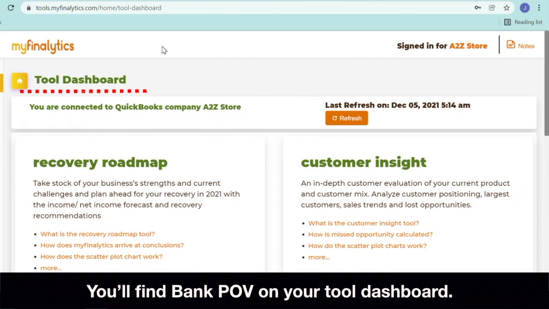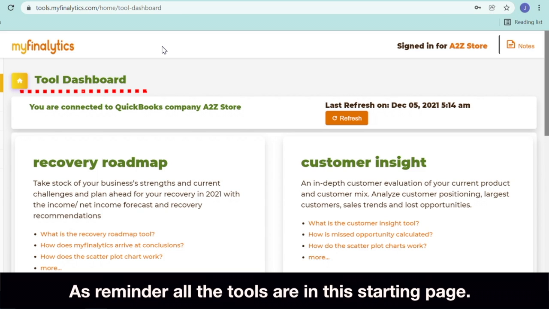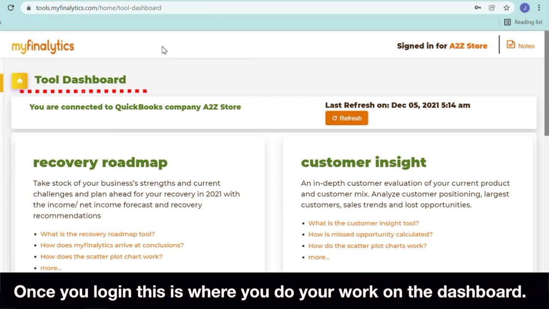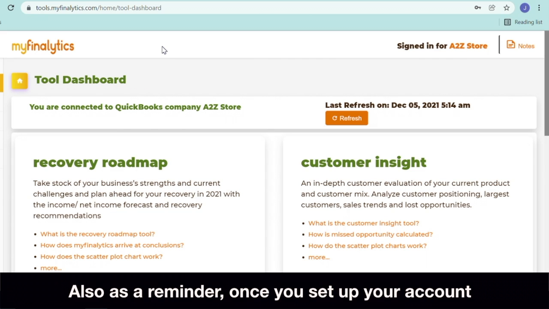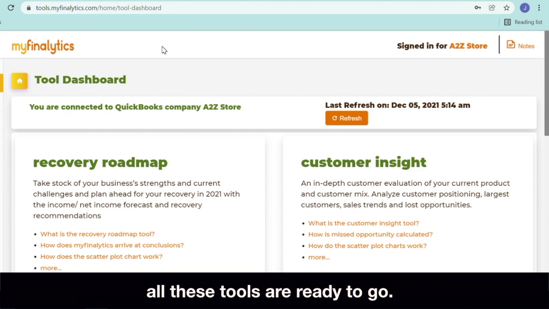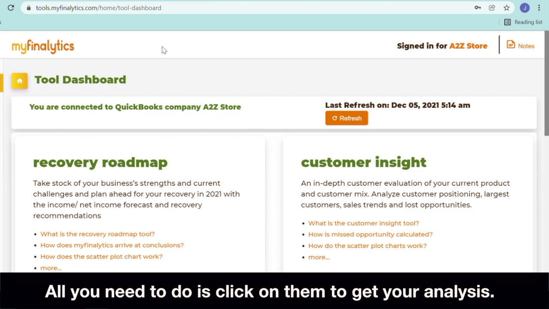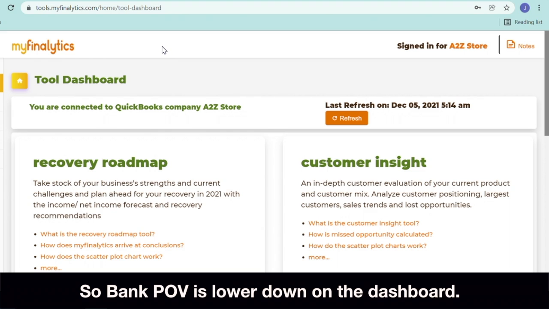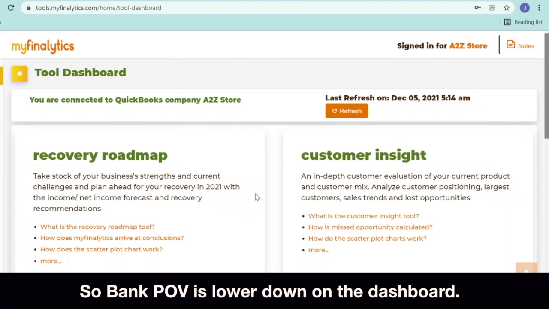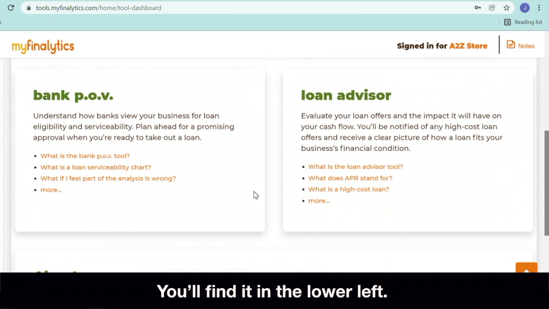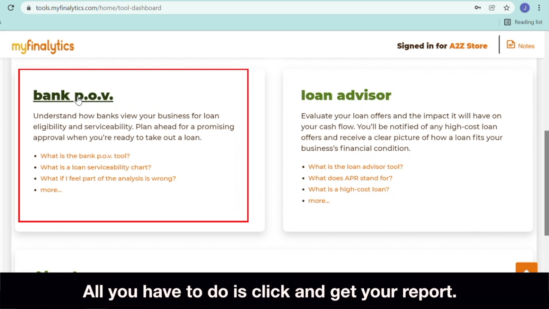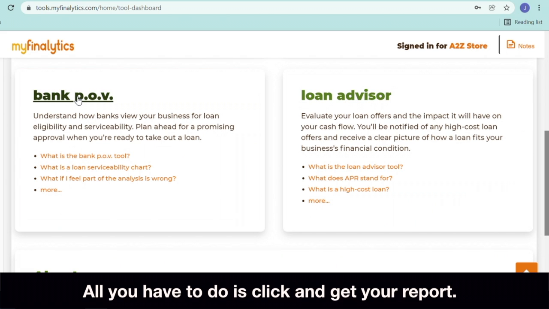You find Bank POV on your tool dashboard. As a reminder, all the tools are in this starting page. Once you log in, this is where you do your work on the dashboard. Also, as a reminder, once you set up your account and linked your data, all these tools are ready to go. All you need to do is click on them to get your analysis. So Bank POV is lower down on the dashboard. You'll find it in the lower left. And all you have to do is click and get your report.